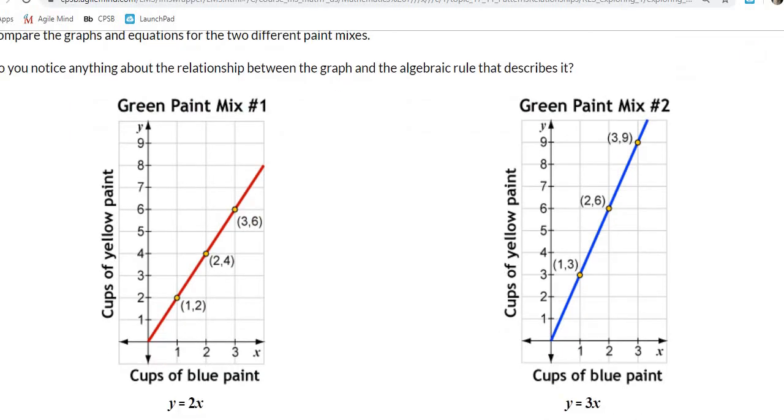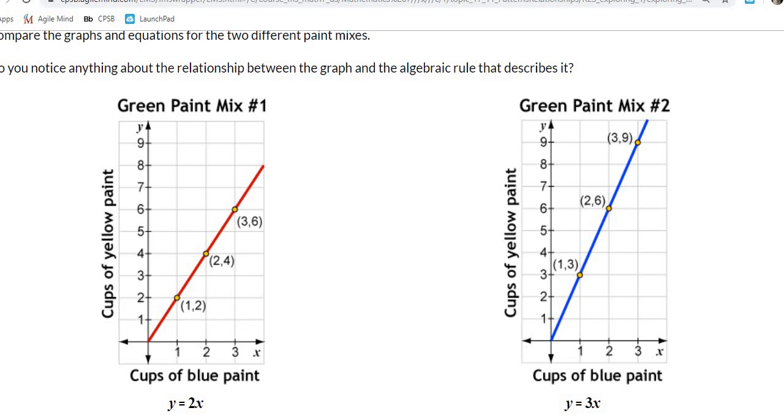Okay. And it says, do you notice anything about the relationship between the graph and the algebraic rule that describes it? So look at each graph and look at each algebraic rule that's on the bottom. Raise your hand if you see anything. They have a constant proportionality. Explain. On the green paint mix, or mix number 1, it's a constant proportionality of 2.